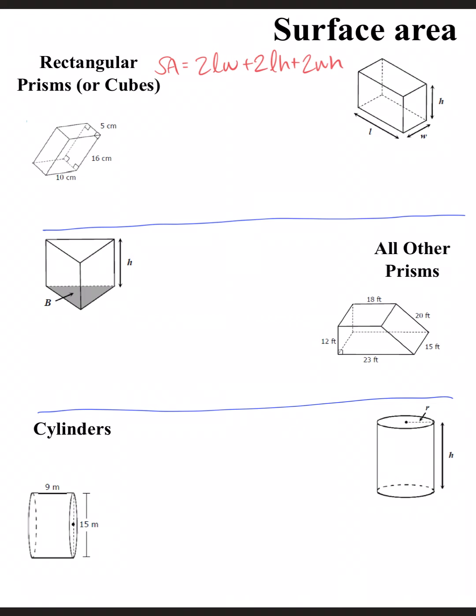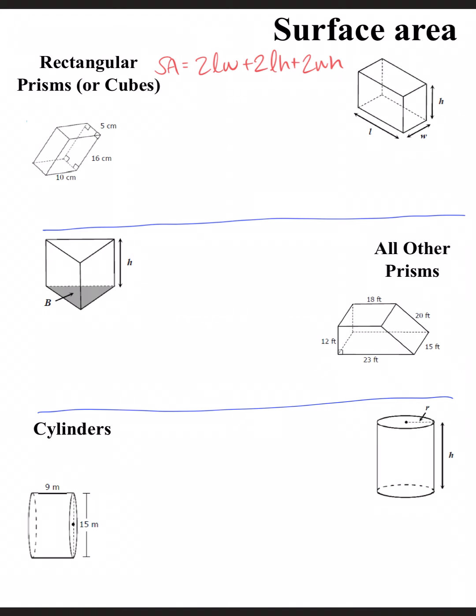Because if we look at this and we break it down by pieces, we've got a rectangle here whose dimensions are length and height, and we've got one on both sides. We've got this rectangle here, which is width by height, and we have 2 of those. And then here we have a rectangle that is length times width, and we have 2 of those. So this formula makes sense. If you forget all of this, you can always find the area of each side and then add them all together.